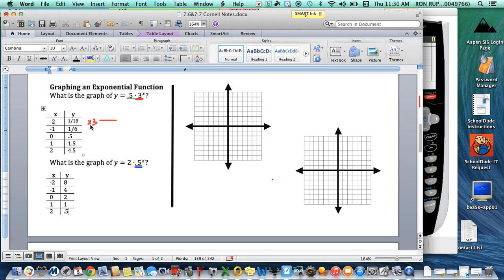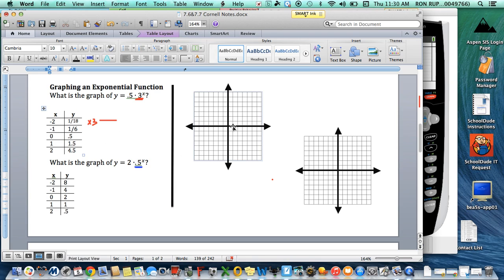8, 4, 2, 1, 0.5. And you can see 8 times 0.5 is 4, 4 times 0.5 is 2, 2 times 0.5 is 1, 1 times 0.5 is 0.5. And so then you just transfer these ordered pairs to the graph.